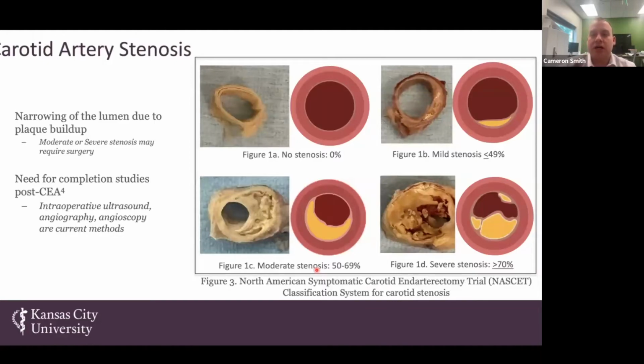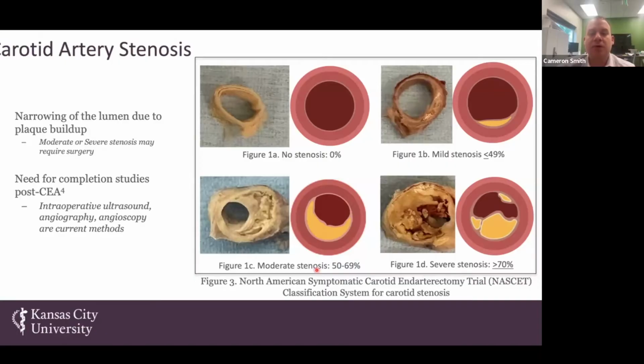A little background about the carotid arteries is that stenosis is due to narrowing of the lumen, typically due to plaque buildup. In the United States, for diagnostic purposes, we have four different categories for stenosis. We have no stenosis, and then we have mild stenosis that's less than 49%. We have moderate stenosis, which is 50 to 69%. And then we also have severe stenosis, which is more than 70%.